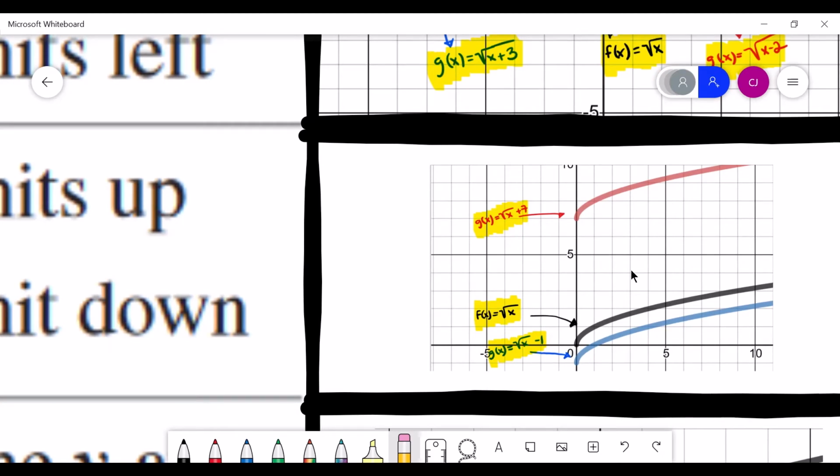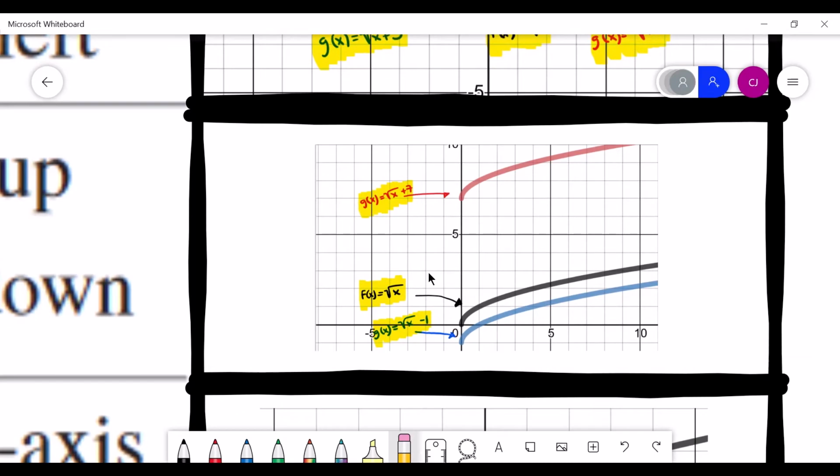Try not to focus too much on the scaling. The scaling looks a little bit funky, but we're looking at the original function as reference, right? f of x is equal to the square root of x. It starts at the origin. When we added 7, it caused a shift 7 units up. When we took away 1, or we subtracted 1 from the original function, it shifted the graph down.